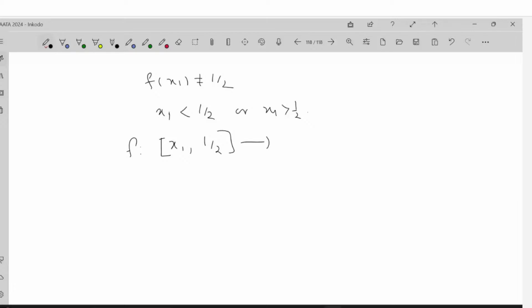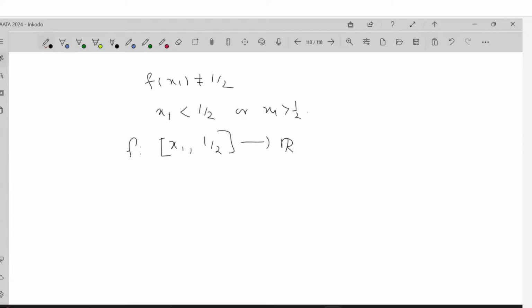It only assumes rational values. That is not possible unless the function is a constant function. So that will prove it, but f of half is half. So the only possibility is that f of x1 is half, or you can say it's a contradiction. Similarly, if x1 is greater than half, consider half to x1.